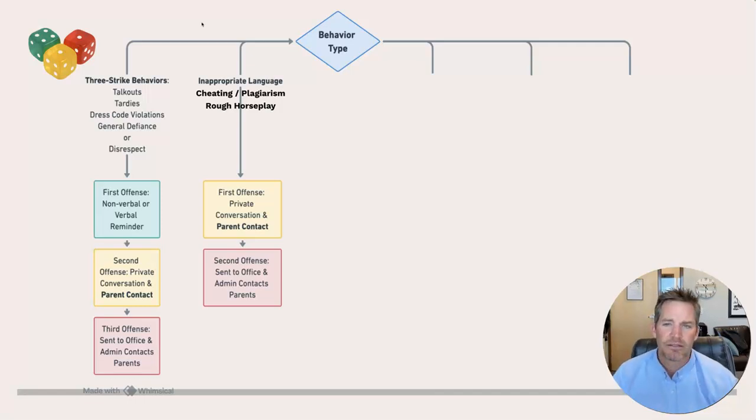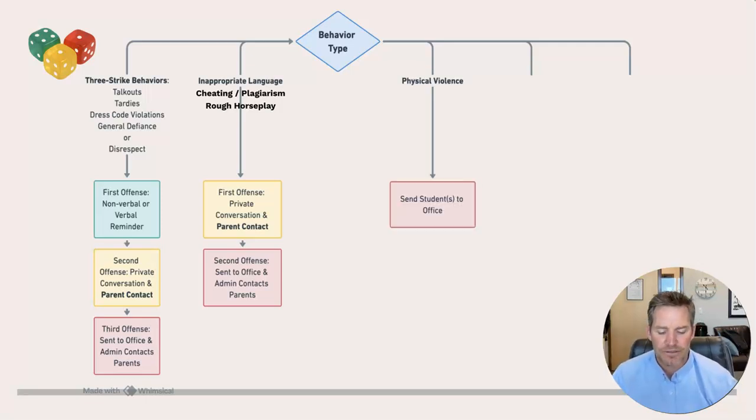Really rough horseplay. This is not a physical fight. That would be an immediate office referral. But jumping on each other in the hallway or anything that's good-natured horseplay, anything that's just rough housing in general, give them a warning first before you send them. If it is a serious physical altercation, a fight, then you're going to want to send those students to the office right away.